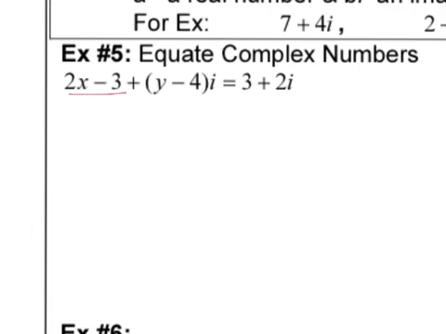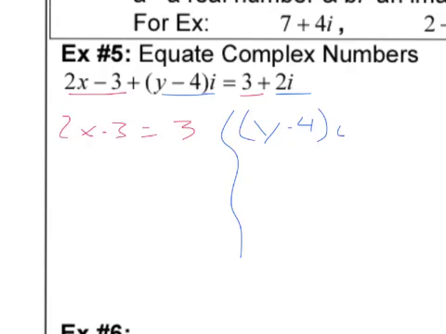Well, there's a real part, and there's an imaginary part. So you're going to actually separate those two. So I'm going to do the real on the left. That's going to be 2x minus 3 equals 3. And the imaginary is y minus 4i equals 2i. That's the imaginary part. So I'm just going to solve these separately.